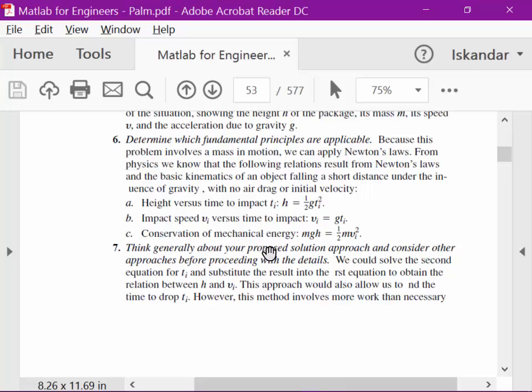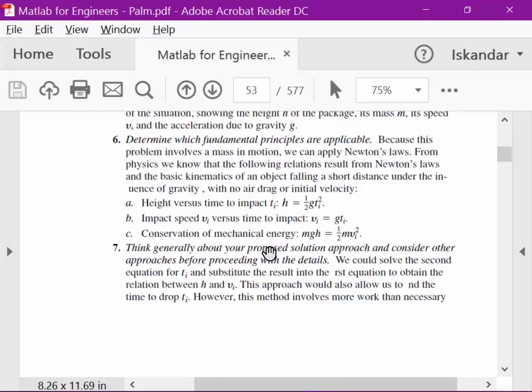And v_i is equal to g t. So these are some formulas that we've got from basic physics, auto mechanics. And conservation of energy is mass times gravity times the height is equal to one half mass times velocity squared, right? Again, these are from basic physics. But I don't remember my basic physics because that was 35 years ago.